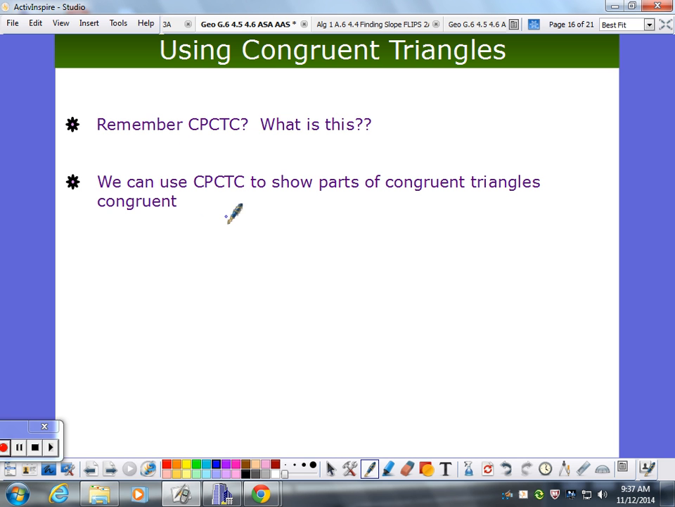What we do with CPCTC is, let's say you proved 2 triangles were congruent using side angle side. I proved it. So what do we know about congruent triangles by the definition of congruent triangles? Remember the definition was all the corresponding sides are congruent and all the corresponding angles. So once I have established that I have congruent triangles, I know that this side's congruent, this angle is congruent to that one, and this angle is congruent to that one.